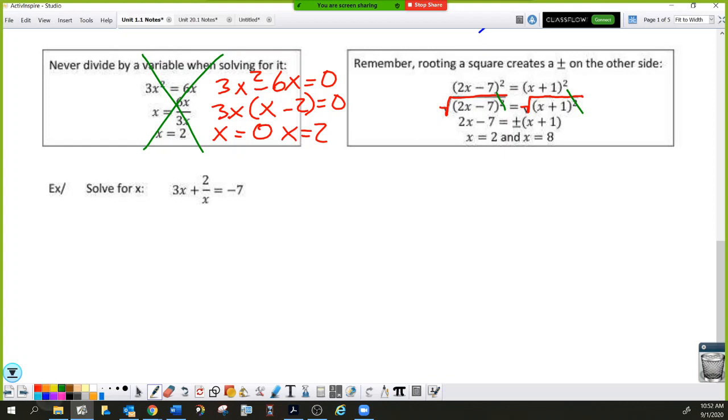So what I did was I stuck it on the right side, and it actually creates two equations. It gives you 2x minus 7 equals positive x plus 1, and it gives you 2x minus 7 equals negative x minus 1, where I've distributed a negative sign through the parentheses, and then you solve for x. And that's how you get both of them. And if you're wondering why I would have done that, well, think about it. Isn't 2x minus 7 squared a parabola? And isn't x plus 1 squared another parabola? Now imagine you had two parabolas.